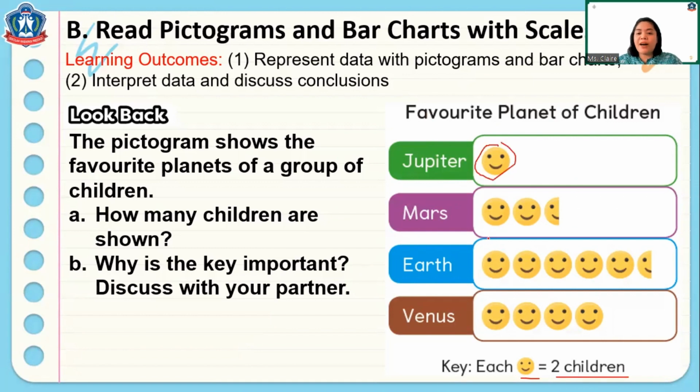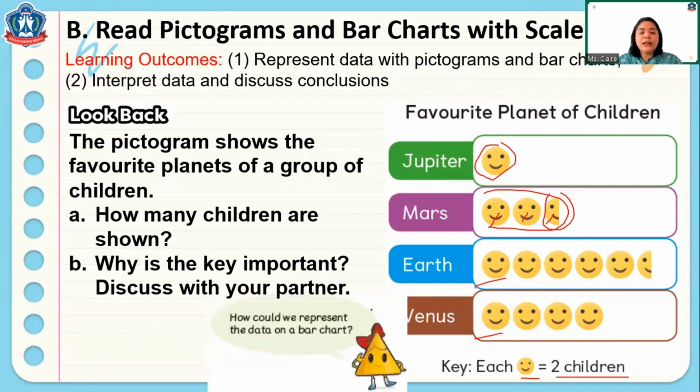How about Mars? How many children like Mars? This is only half of the emoticons, means that this is only 1. So 2 and 2 plus 1 is 5. So 5 children like Mars. How about Earth and Jupiter? If you know the answer, you can share that during our class.